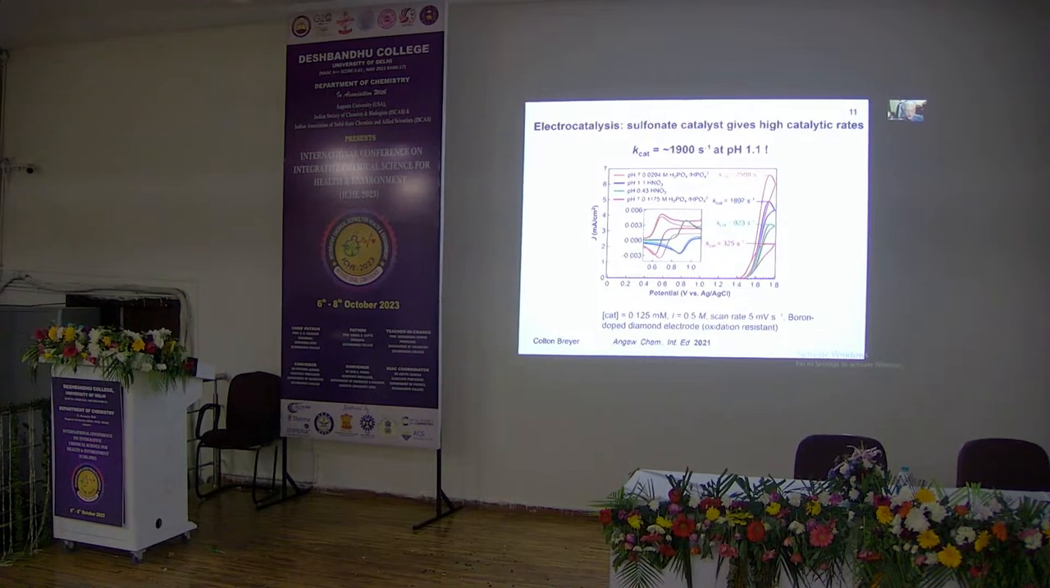This is 5 milliamps per square centimeter. This here, 0.003. So the catalytic current is more than 1,000 times larger than the 2-3 couple. That is an amazing catalyst. Thank you, Aaron Nash and Colton Breyer for doing the electrochemistry.